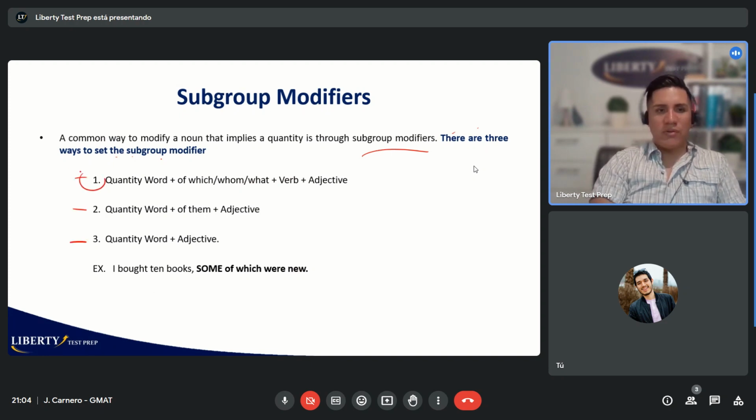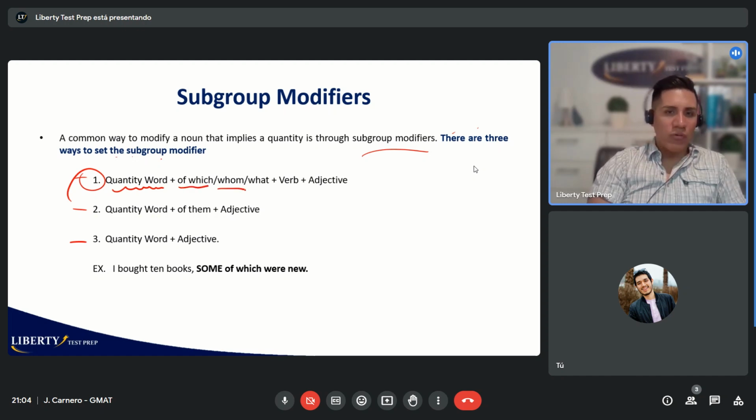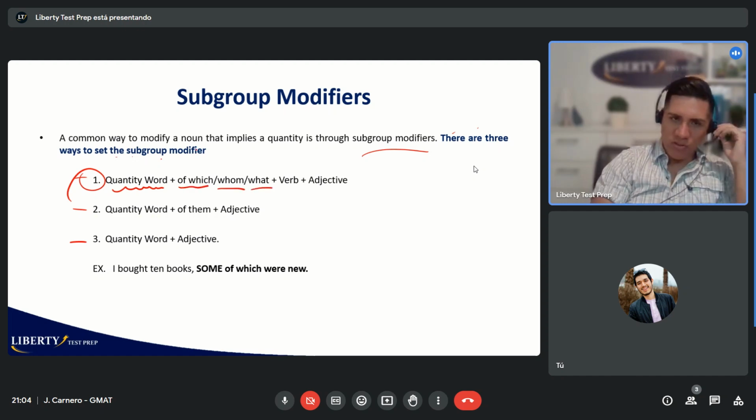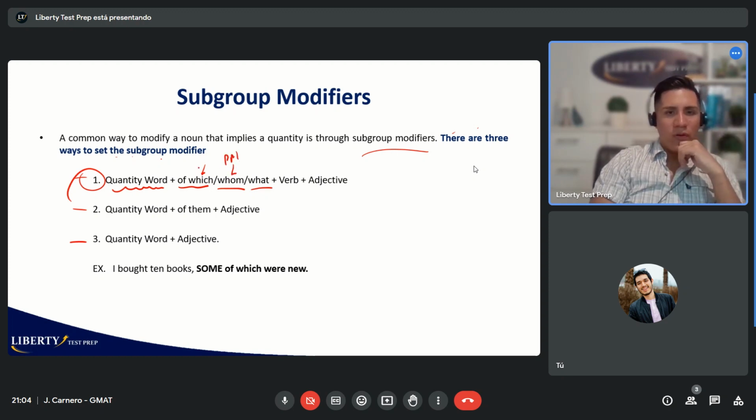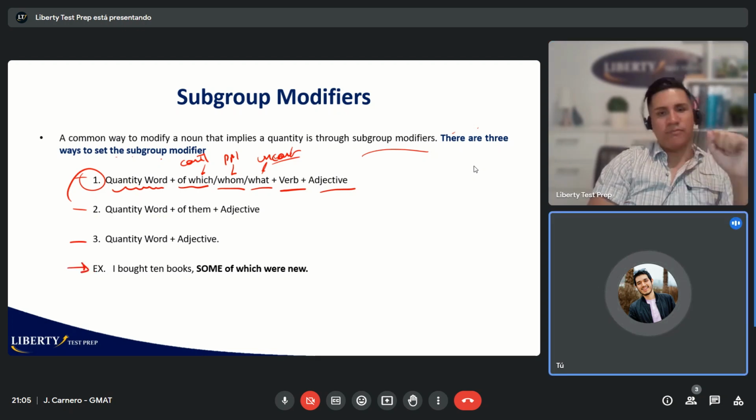Let's use the first one here. The first one, they tell you you first need to have a quantity word. Then you need to have an of which or of whom or of what. I'm going to tell you here of which is by far the most common. Of whom when you are dealing with people. Of which normally when you're dealing with things that are countable. And of what when you're dealing with things that are uncountable. Okay? Then you need a verb and then the adjective. Okay. So can you read this example for me, please? I bought 10 books, some of which were new.